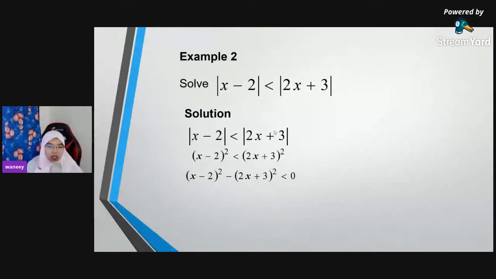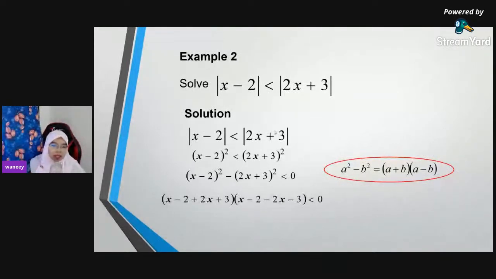So I bring this to the left, and then I use the A plus B, A minus B method. So A squared minus B squared is A plus B times A minus B. So A is x minus 2 and B is 2x plus 3. So A plus B times A minus B is less than 0.